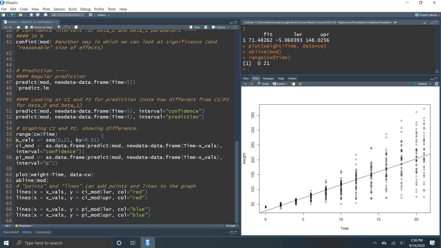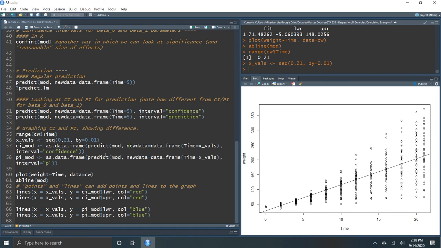So first I'm going to find the range of x. So x goes from 0 to 21, and we can see that on our graphic here. So these x vals are all of the different x data points. Now I'm going to do from 0 to 21, by hundredths. So this is a whole ton of different data points. This is 2,100 x values that I'm going to plot, so I get a really high resolution line that I plot here.